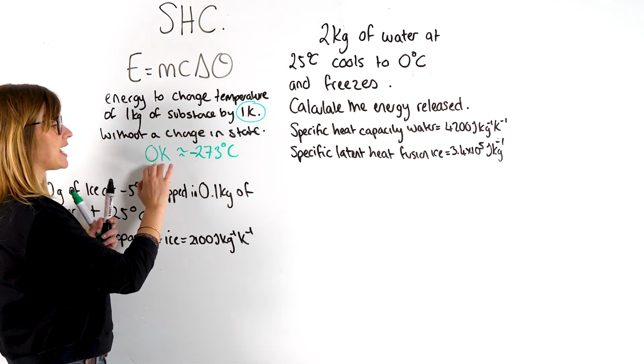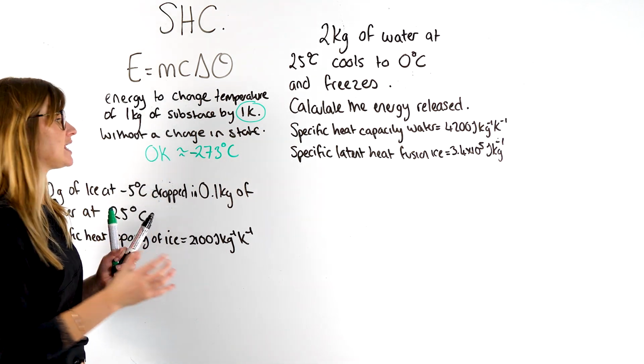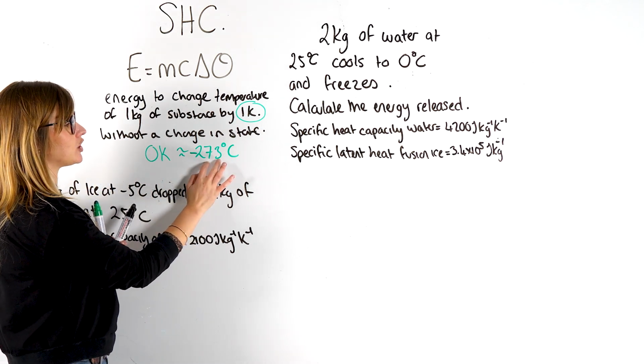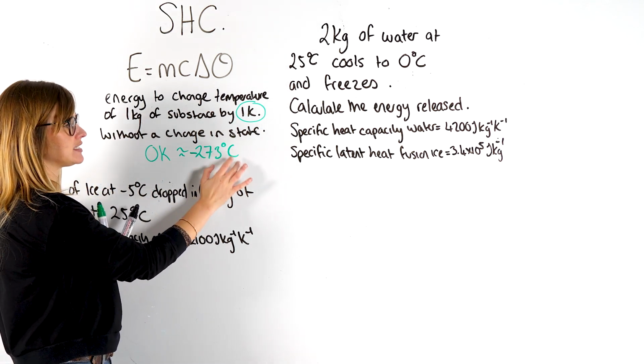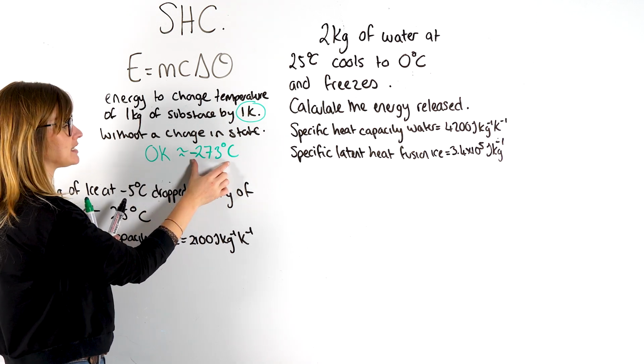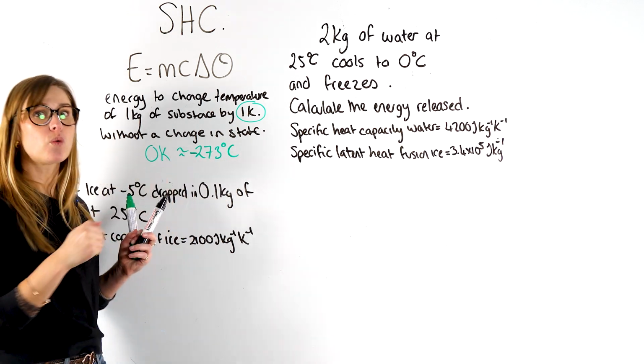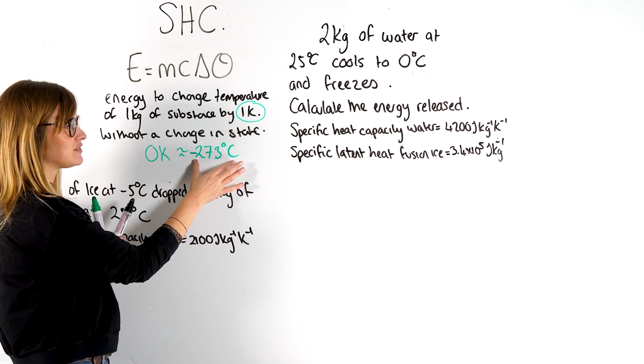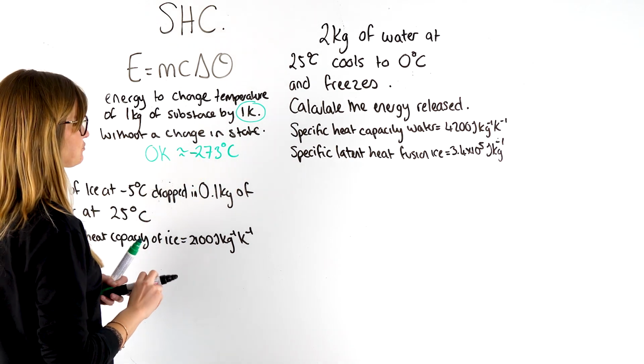So 0 Kelvin, again, is absolute zero. It's the coldest anything can be. And that's equivalent to negative 273 degrees Celsius because it's super cold, right? It makes sense it's a negative number because 0 Kelvin is the coldest anything can be. That's why it's a negative Celsius, a really cold temperature.